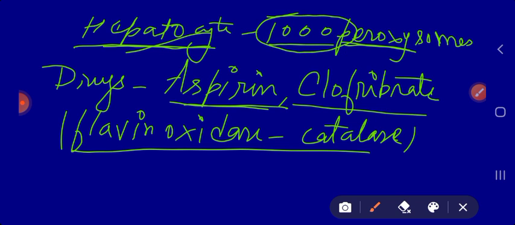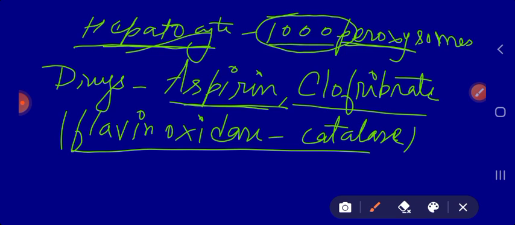The peroxisome proteins are synthesized in the cytoplasm. Once their protein synthesis or translation is completed, they are then imported into the organelle. So all the peroxisome proteins, the enzymes, are synthesized within the cytoplasm, and after the translation they are imported into the peroxisome organelle.